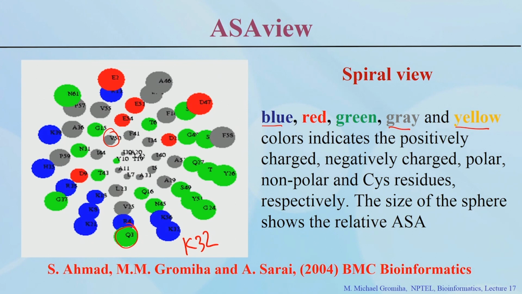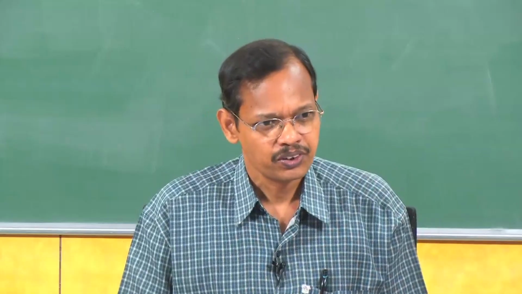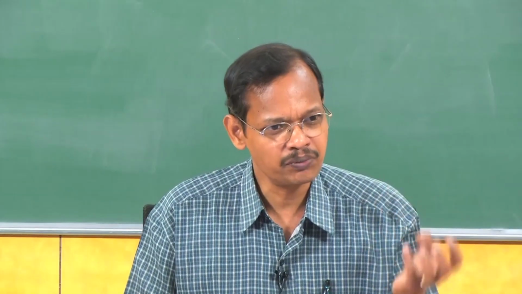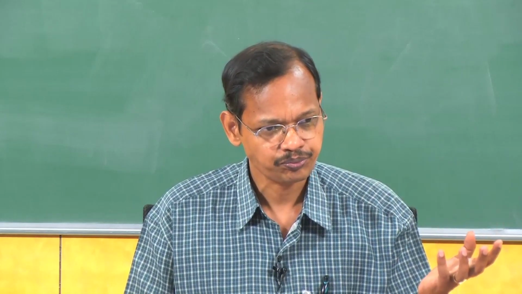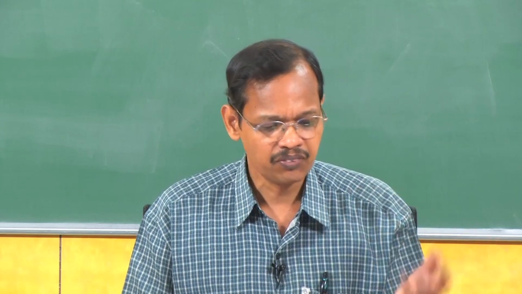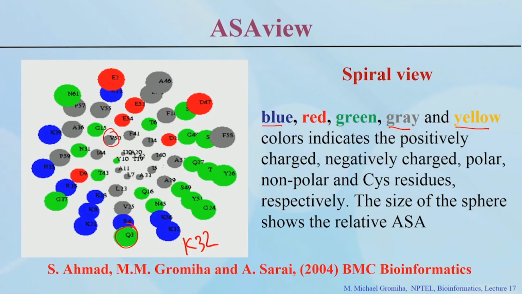And you can see the size, some of them are very small and some of them are very big, that represents the relative accessible surface area of each residue. From this, can we guess which residues prefer to be in the interior, and which residues are on the surface? Mainly we see the non-polar residues, see the stretch of these gray colors inside the core. So, most of the hydrophobic residues are mainly at the interior of the core.